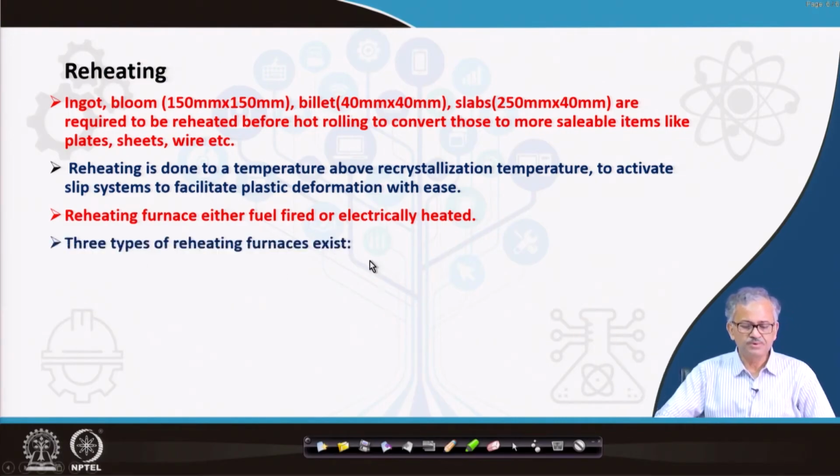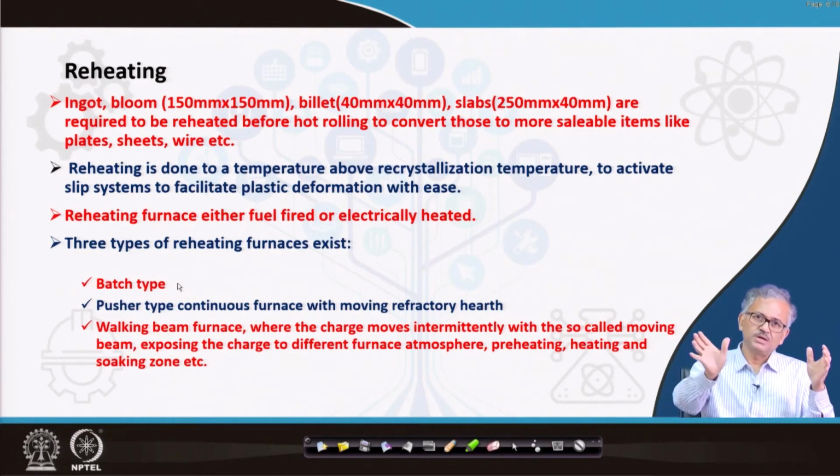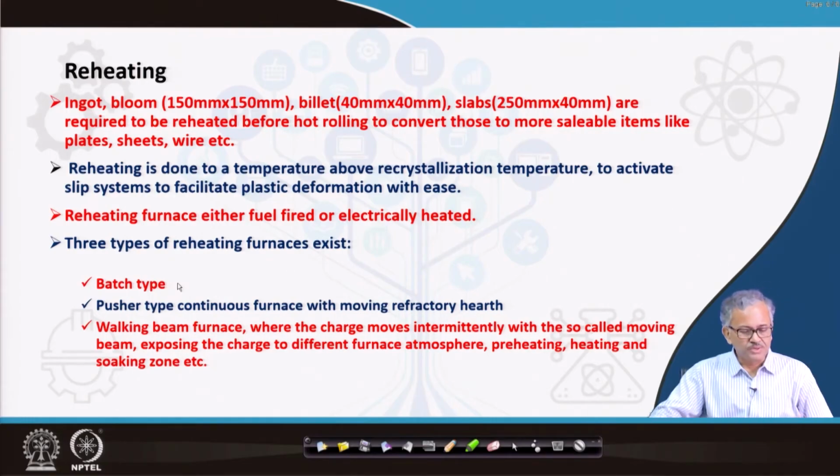Three types of reheating furnace exist. One is called the batch type. As you can understand, the charge can stay for some time, and the batch type is used mainly for ingot casting. For ingots the reheating furnaces are usually batch type. You put the ingot into the furnace, keep it for some time to reheat it, and then take it out.